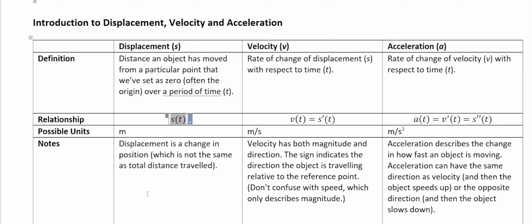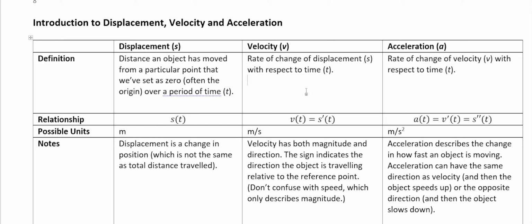Displacement is given by the function s at t. Its units are m, and note that displacement is a change in position. It's not the same as the total distance traveled. So it's a change in the position with respect to the reference point. Let's move on to the next quantity.